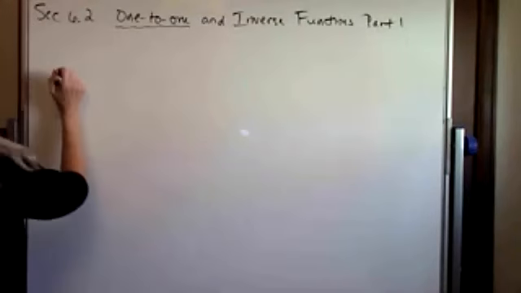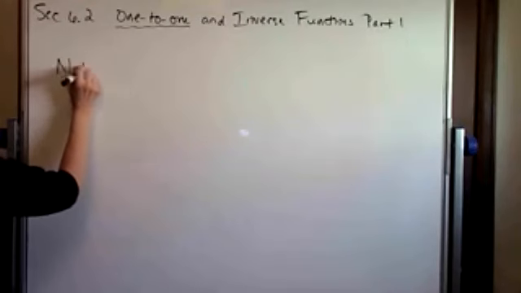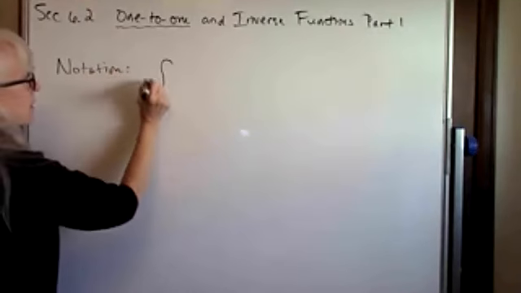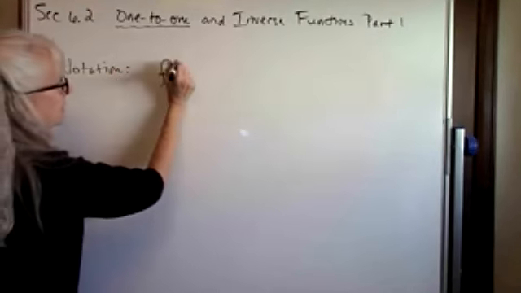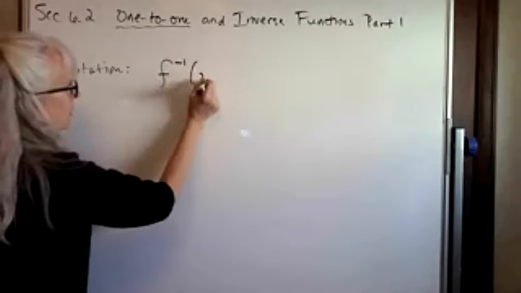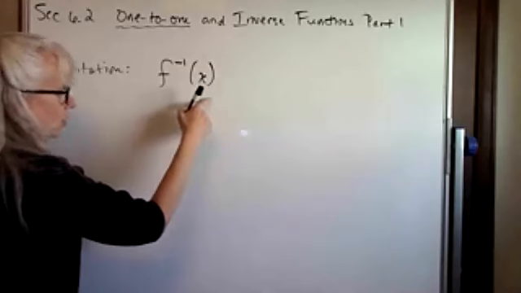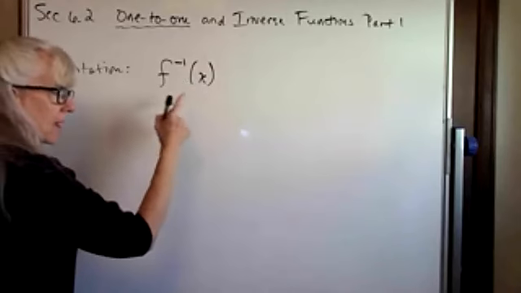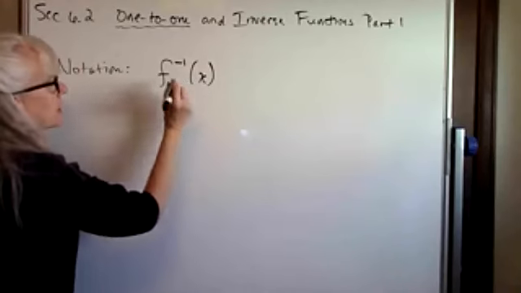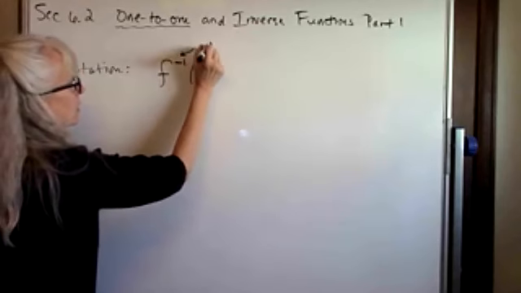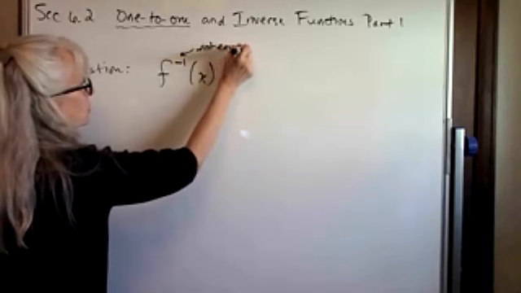So the notation that we use for the inverse function is the function notation, the f. Then you're going to see a little exponent of -1 and then the x. So this is said "f inverse of x," or the inverse function, or f inverse is another way to say that. But notice that this little thing up here is not considered to be an exponent. It's not an exponent, even though it's written as one.